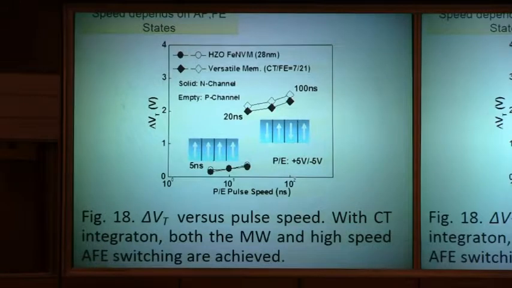However, with a ferro phase, the speed is even faster, but the window is smaller. But using this antiferro, the speed is very fast. Well, a little bit slower, 20 nanoseconds. However, it is still much faster than present day non-volatile memories. So all those things we have already demonstrated.